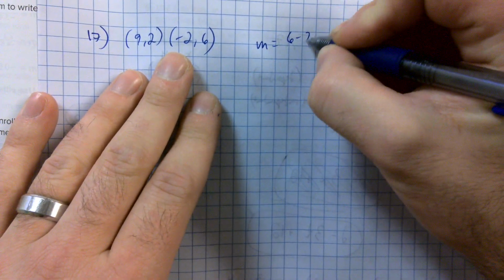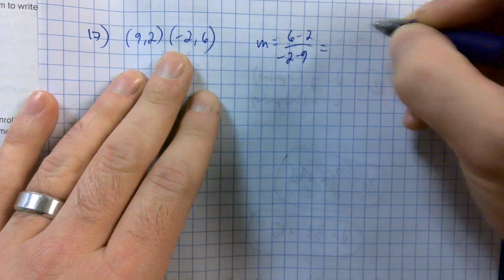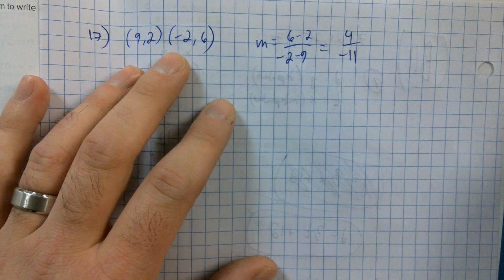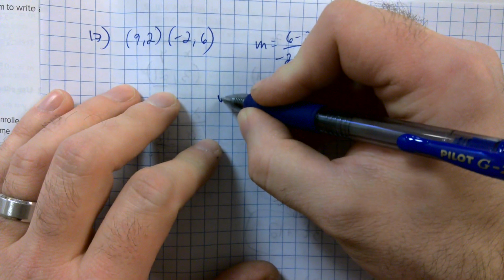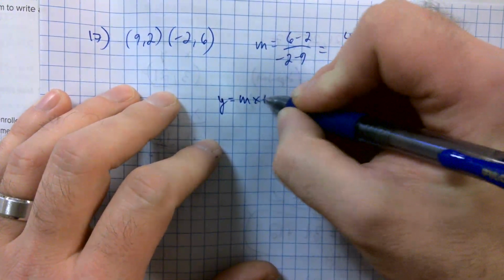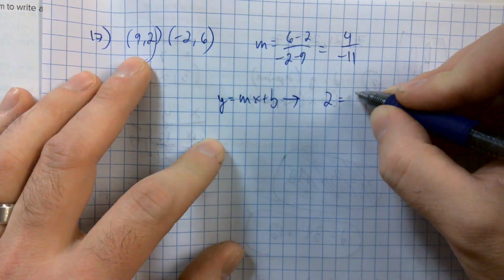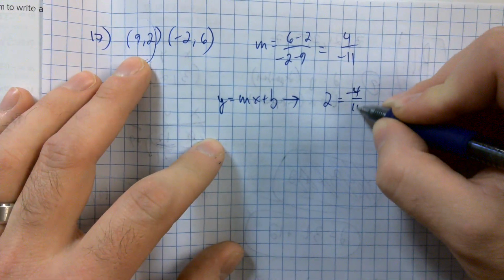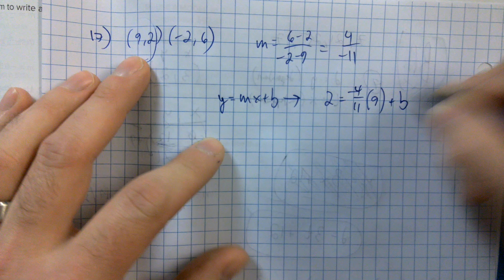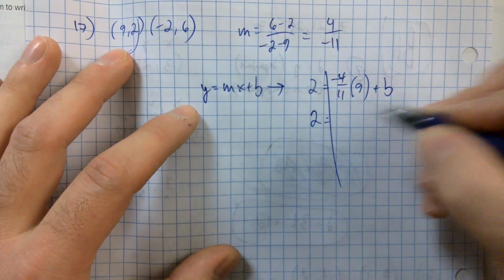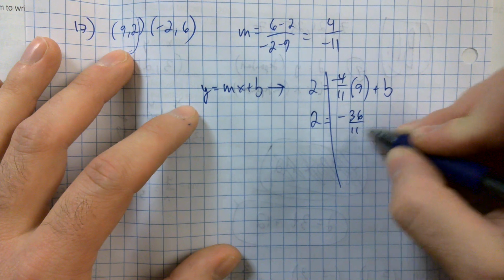So m is going to be 6 minus 2 over negative 2 minus 9. That's 4 over negative 11. Gross. y equals mx plus b is going to turn into, if I take my first point, 2 equals negative 4 over 11 times 9 plus b. This is already looking ugly. 2 is equal to negative 36 over 11 plus b.